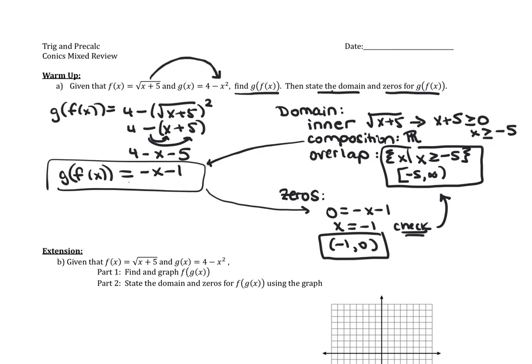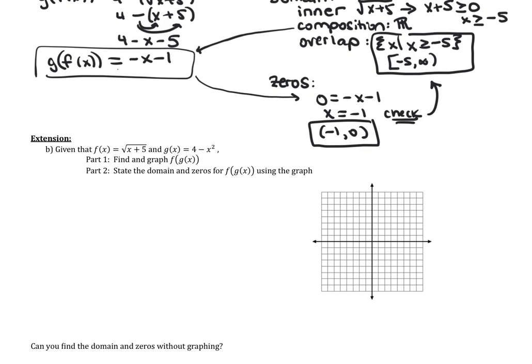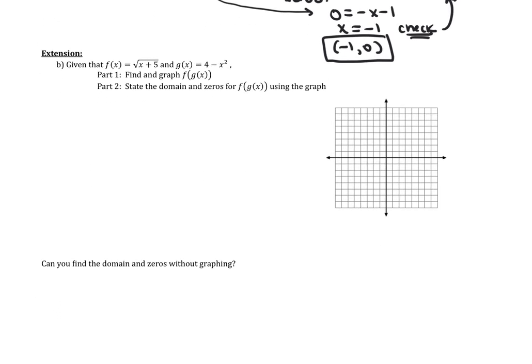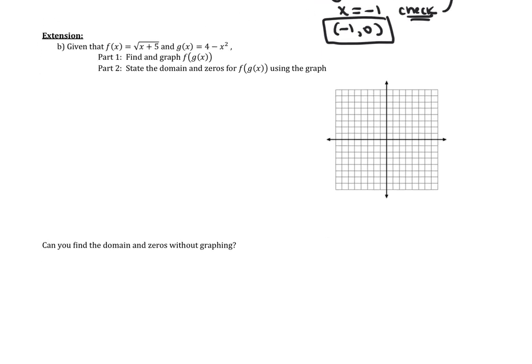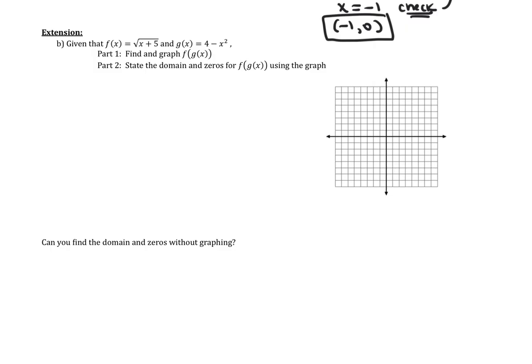And now that we've done our conics, our circles, our ellipses, and our hyperbolas, we'll be able to do some more compositions. So we're going to look at the exact same problem, the exact same two functions, but we're going to do f of g of x instead. This time the directions say find and graph. Then we'll state the domain and zeros using the graph. So once it's graphed, we can just look at the graph to define those two things, which is what we did at the very beginning of this chapter.